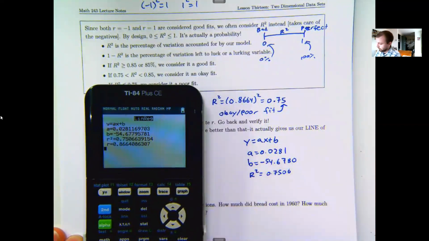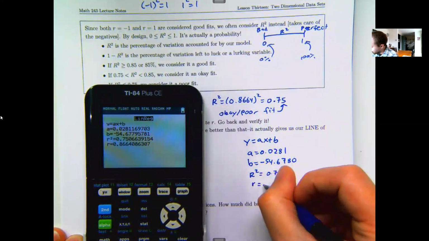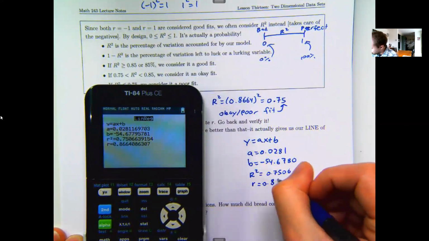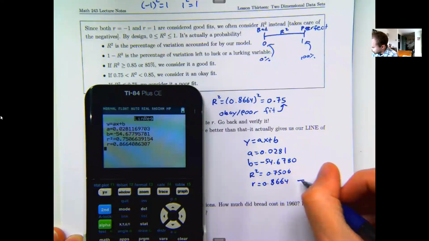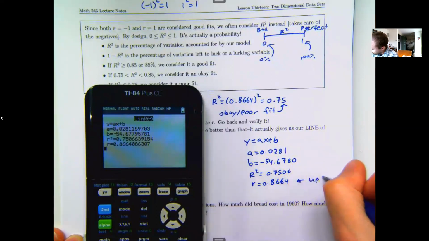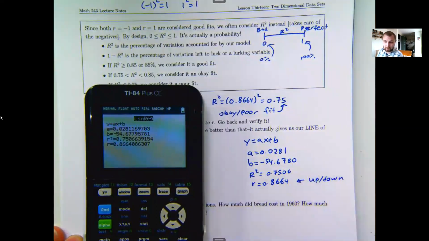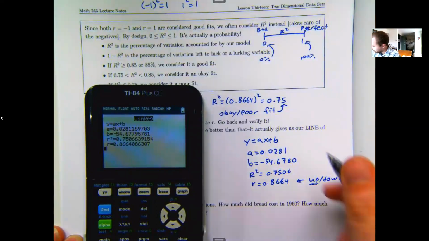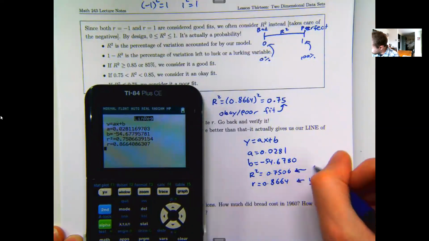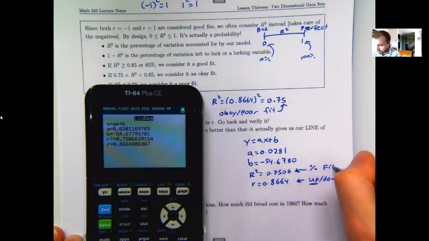My R squared, this is the percentage of variation, was 75.06, not a great fit. And my R is 0.8664. So this R is roughly telling me if my data is going up or down. This is positive, so this is going up. This R squared is telling me the percent fit.